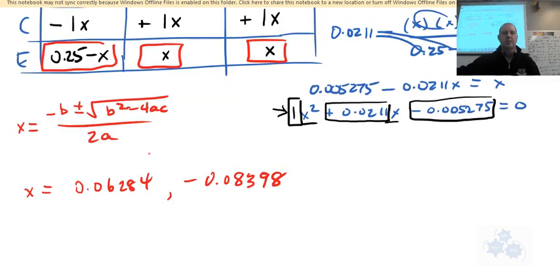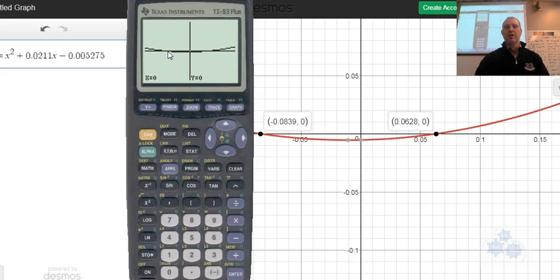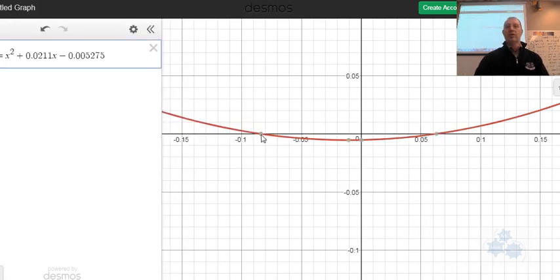When you plug these values into the quadratic formula, you should get these two numbers. I graphed it over here as well on Desmos, and we see that we have the same two numbers. Remember, when you graph it, you calculate the x-intercepts, and those will be your roots. I also did it on the calculator here. I haven't calculated the intercepts, but you can calculate this intercept and this intercept. Okay? And so, where are they? There.